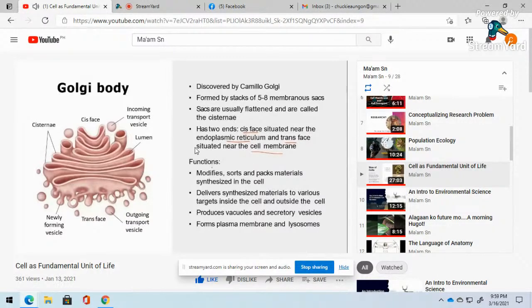Functions: modifies, sorts, and packs materials synthesized in the cell. Delivers synthesized materials to various targets inside the cell and outside the cell. Produces vacuoles and secretory vesicles, and forms the plasma membrane and lysosomes.